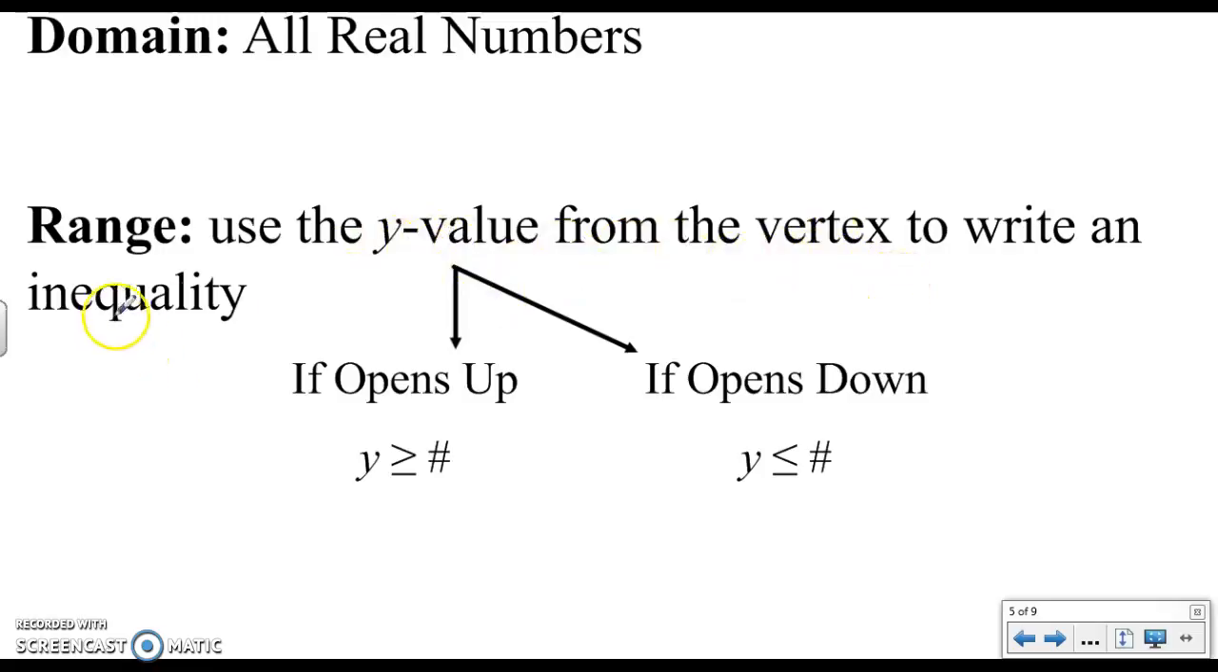That y value is going to go right here where that number sign is. If the graph opens up, so if the graph looks like this, your range is going to be y is greater than or equal to that number. So we're using this value here. If the graph opens down, we're going to use the less than sign and that number, less than or equal to.